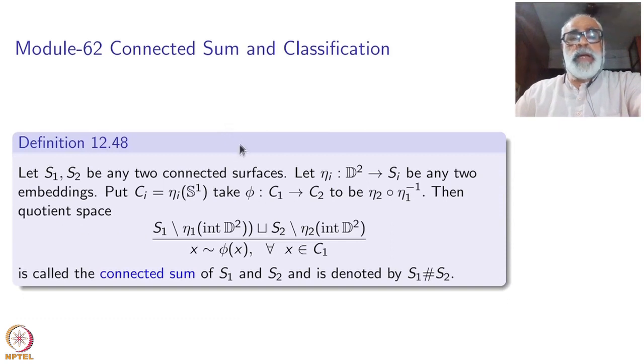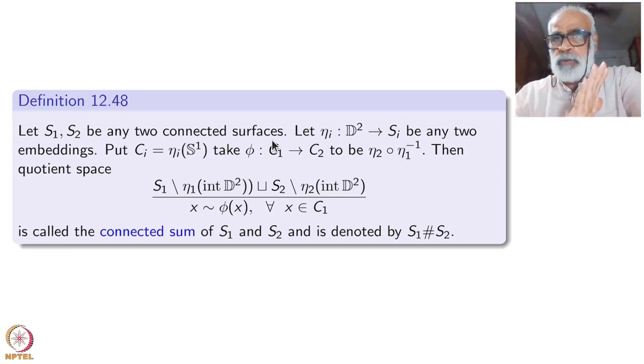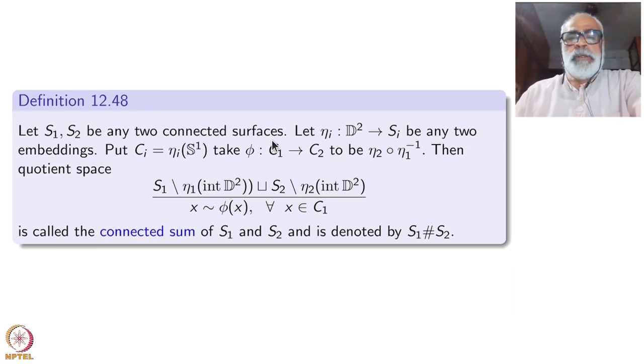So I have defined one single notion here. Start with any two connected surfaces. This time let us not bother about the boundary. Boundary may be there, but keep it far away, even if it is there. Start with any two connected surfaces.